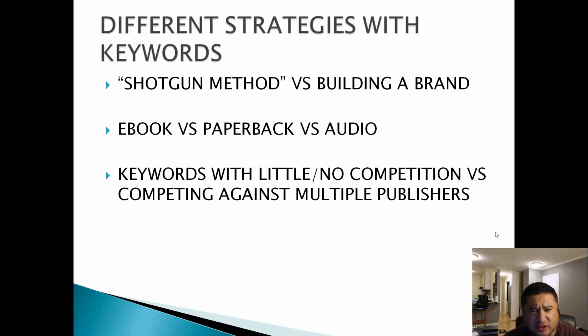There are very much different variables to consider with different strategies for keywords. It's not just about running strategy X or strategy Y. It's a whole mix of different variables you have to consider. So we're going to go through what I think are the three most common or simple ways of looking at different keywords you might be taking a look at right now. With your general approach to keyword research and with your publishing more so, there's what I call either the shotgun method versus building a brand.